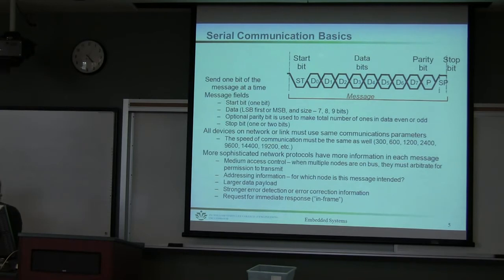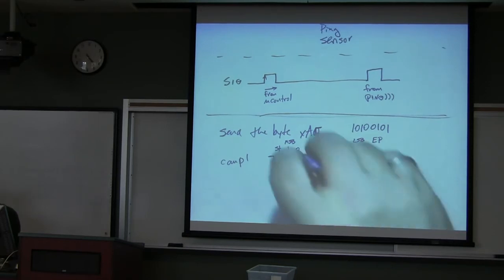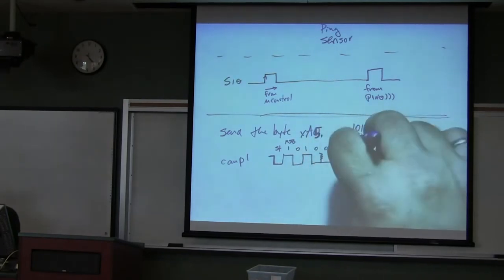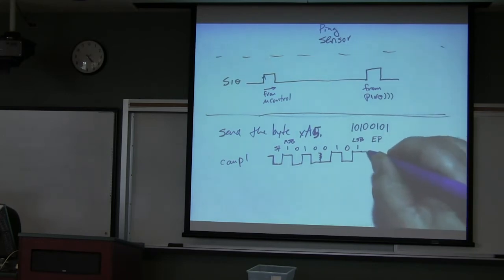Even parity means I make this bit right here either 0 or 1, so that when I add up all my data bits, they equal even. So my data bits are 1, 2, 3, 4 ones. To make sure that I have an even number of bits, including the parity bit, this should be 0. And then I have my stop bit, which is a 1.